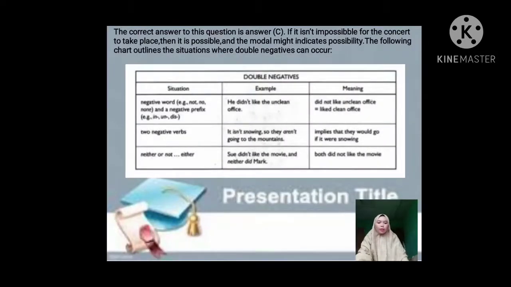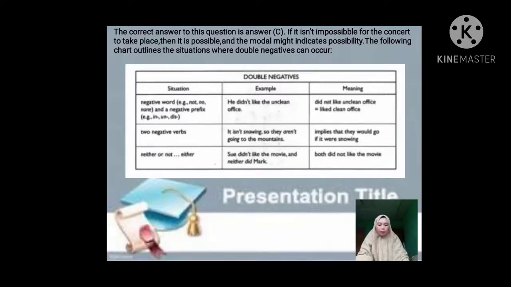Example from the paper and computer TOEFL test. On the recording you hear: Man, I can't believe the news that I heard about the concert. Woman, well, it is not impossible for the concert to take place. Narrator, what does the woman say about the concert?